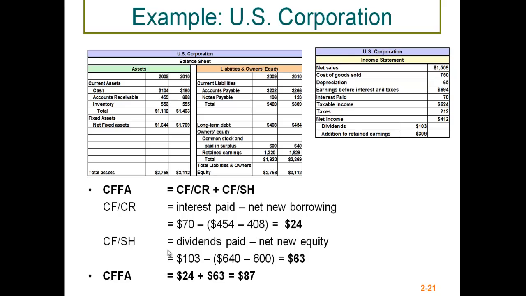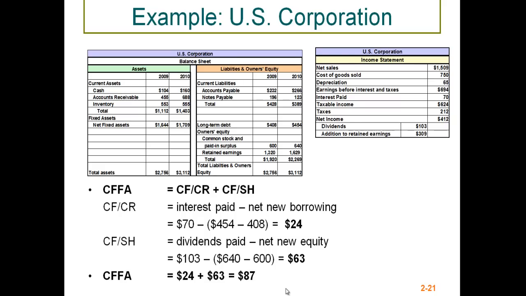Our cash flow to shareholders, dividends paid. Again, we can go over to the income statement. Dividends are 103. Any net new equity, again, go back to the balance sheet, and we can see that paid in surplus under owner's equity here is 640. Common stock and paid in surplus is 640. It was previously 600. So you added 40 to that, so 103 minus 40 is 63. Add the two together and you get 87.